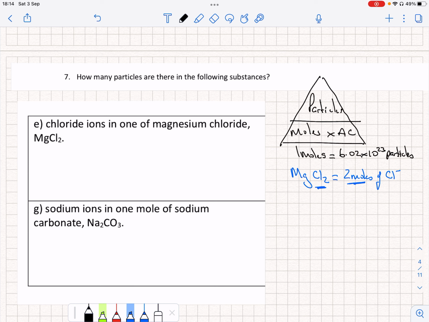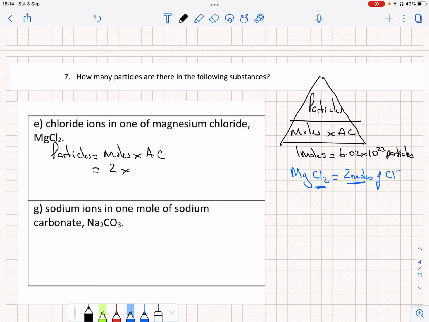Okay, so to do that, we'll rearrange this equation. So I've got the particles, is what I'm trying to find, is moles times AC. So let's just write that over here. We always have to write down the equation we're going to use. So the number of particles is moles times by Avogadro's constant. The number of moles we've just shown is 2 lots of chloride ions, and then we've got Avogadro's constant, 6.02 times 10 to the power 23. When you work that out on your calculator, that is going to give you 1.2 times 10 to the power 24, and this time they will be ions.